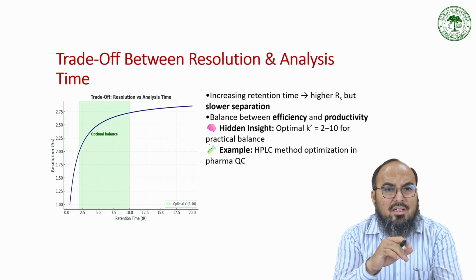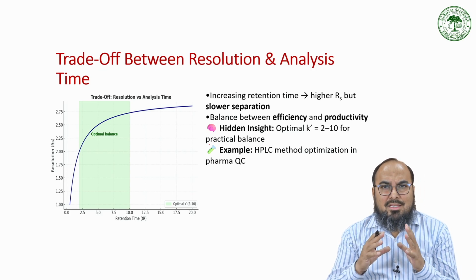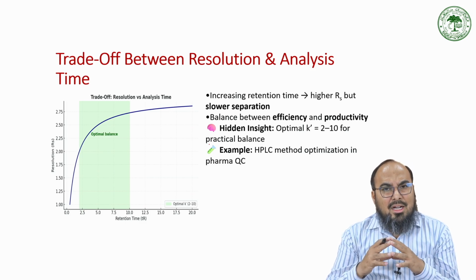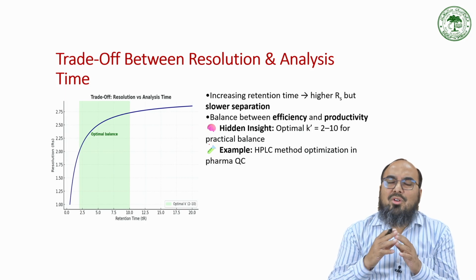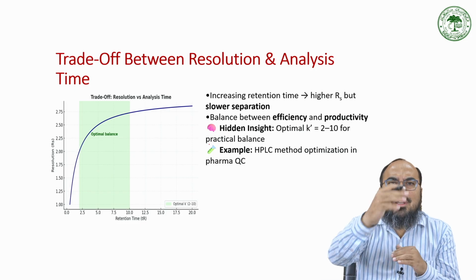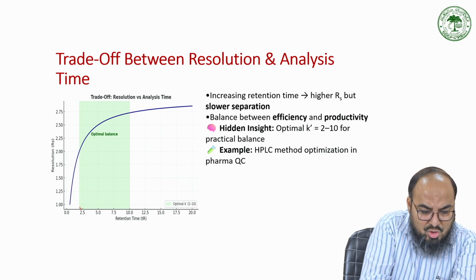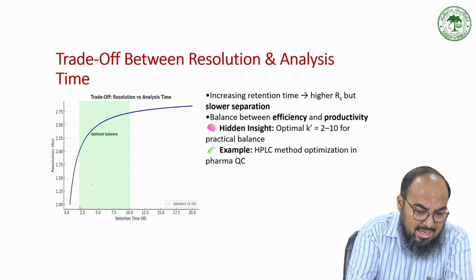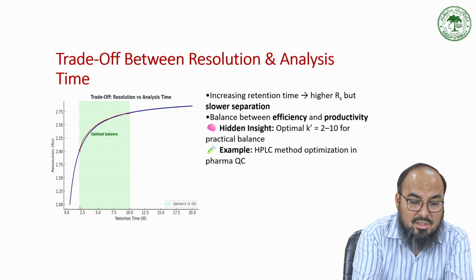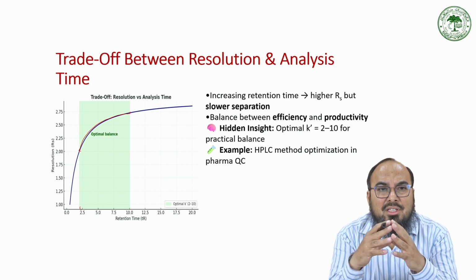So this is actually the balance which we talked about just a few minutes before, that there is an optimal balance where the resolution is maximum with regard to the minimum retention time, because you cannot extend retention time too long, as the separation will take too long. So there is an optimum balance, close to 1.9 to 10. This is the time in which the resolution increases very sharply. So this is actually a trade-off, called a trade-off between resolution and analysis time.